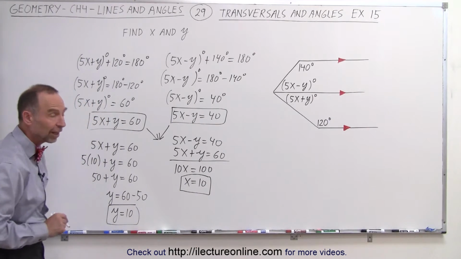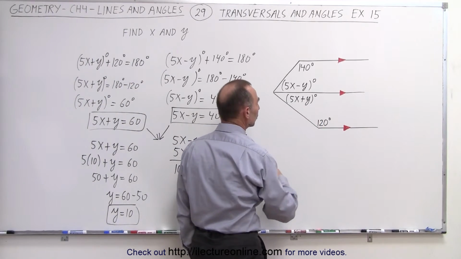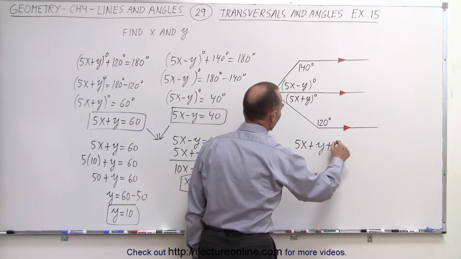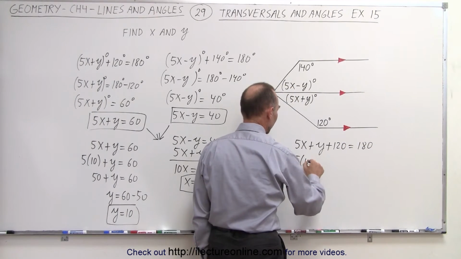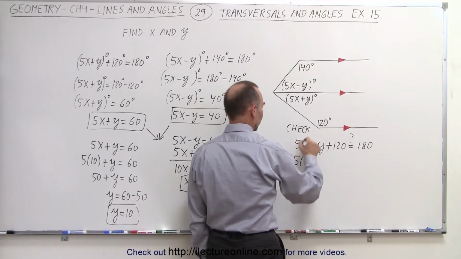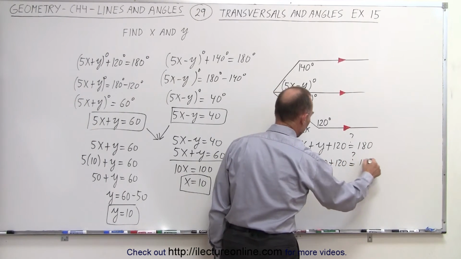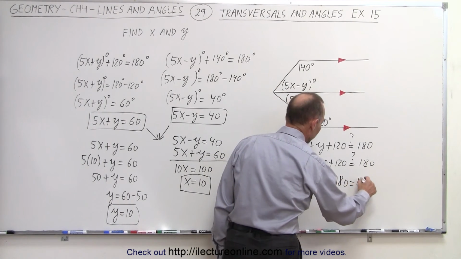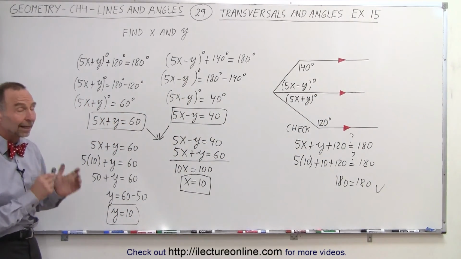Now let's see if that's indeed correct. So let's check this. Let's add these two angles together and see if they add up to 180 degrees. So 5x plus y plus 120 equals 180, with a question mark because we're checking. So 5 times 10 plus 10 plus 120, is that equal to 180? And sure enough, 50 plus 10 is 60 plus 120. 180 equals 180, which means that we found the right value for x and y. And that is how it's done.